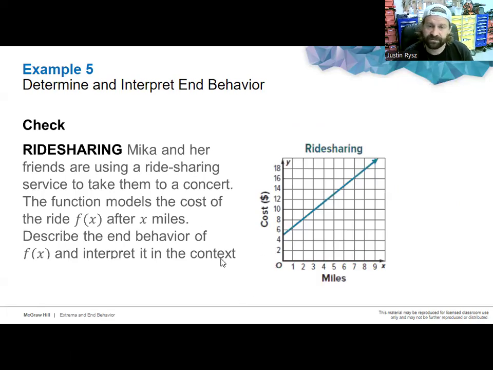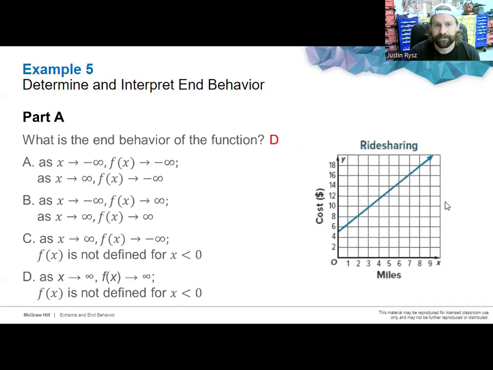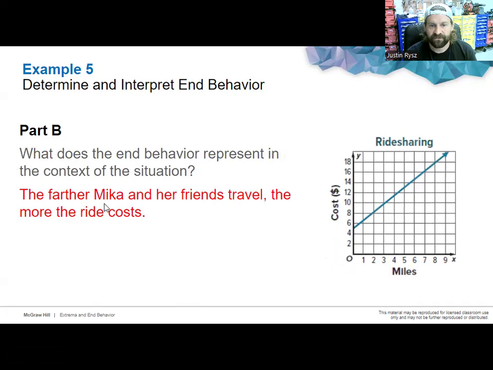All right, try the same thing here with this story problem. We got ride sharing here. x is the number of miles and y, or f of x, is the cost. Which one would this match here? Take a second, pause, see if you get the right answer. All right, this one should be D. There's nothing defined when x is less than 0. It starts right there, but as x approaches infinity, f of x is going up all the way. So the further Mika travels, as the miles increase, the more the ride costs, which makes sense.